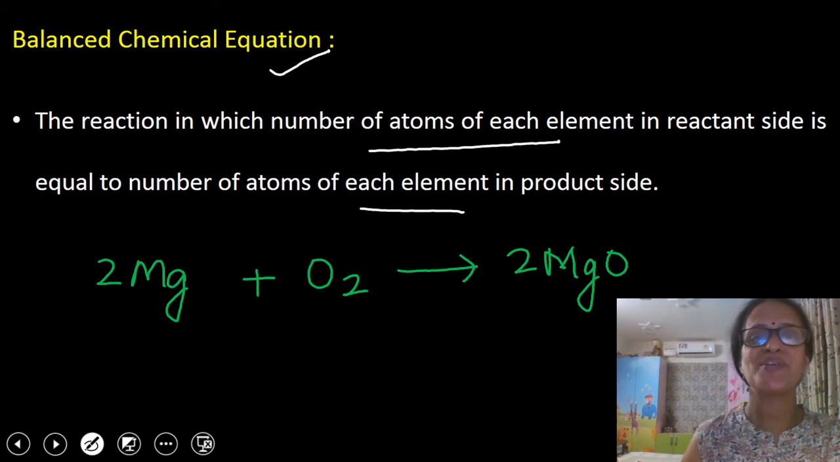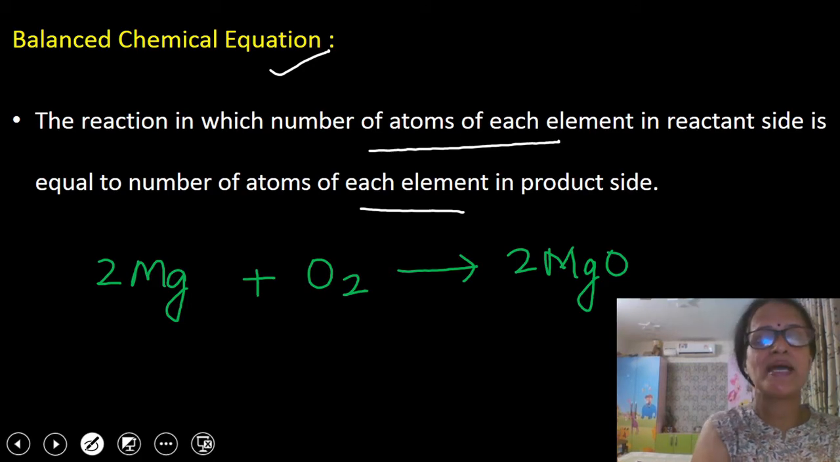Students, in part 1 you have seen that when magnesium ribbon is allowed to burn in air, after cleaning with sandpaper, it burns with a white dazzling flame. Now count the number of atoms of each element in reactant side as well as in product side.